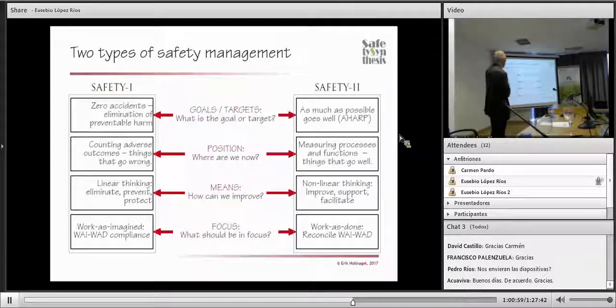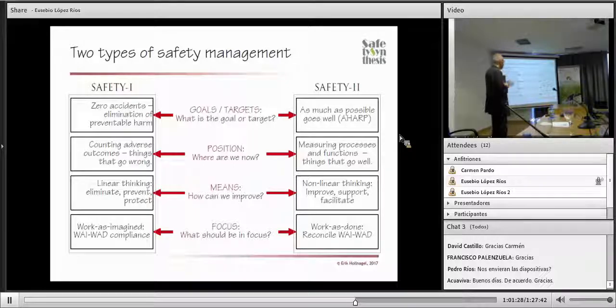The position means, how do we know how well we're doing? In Safety-I, we know how well we do by counting the number of things that go wrong, and then we think we know how well we're doing. In Safety-II, we know how well we're doing by actually looking at what happens, by understanding what is going on, by looking at the things that go well and understanding why they go well.